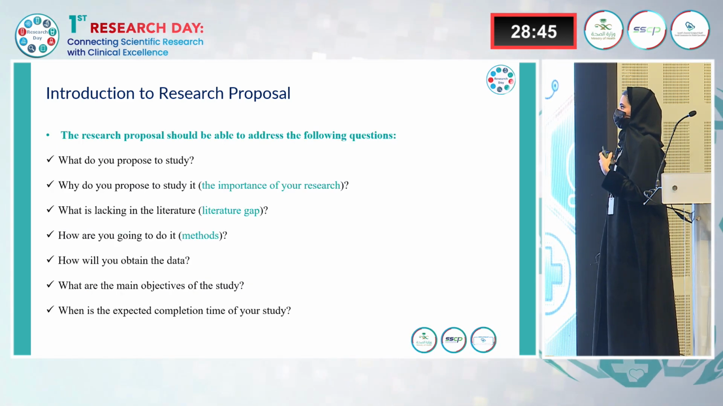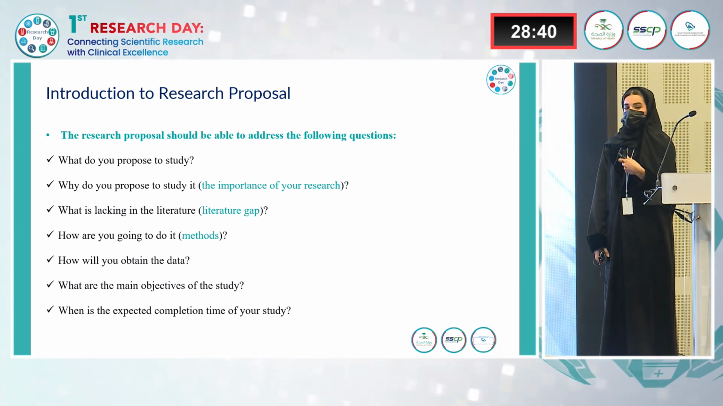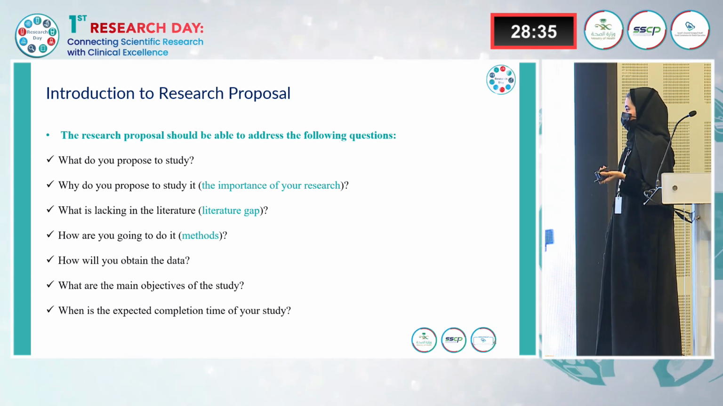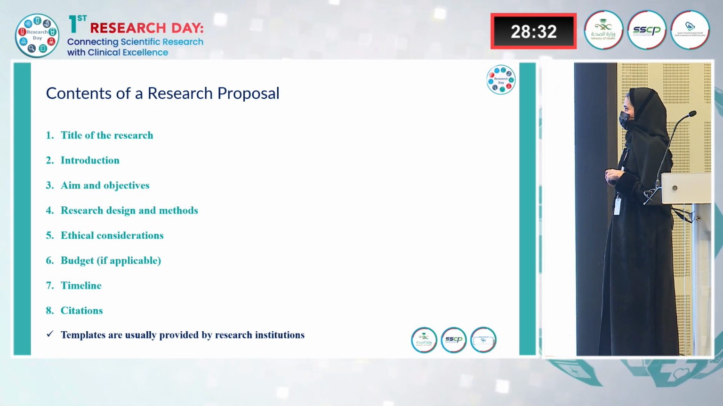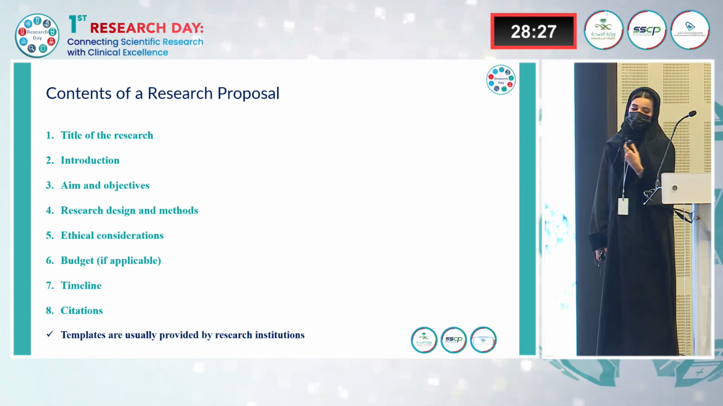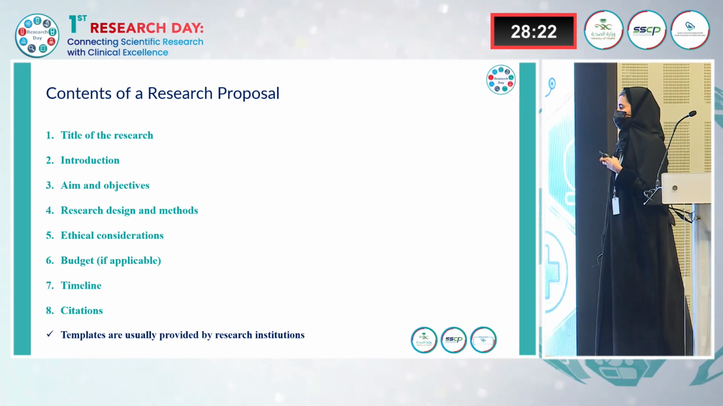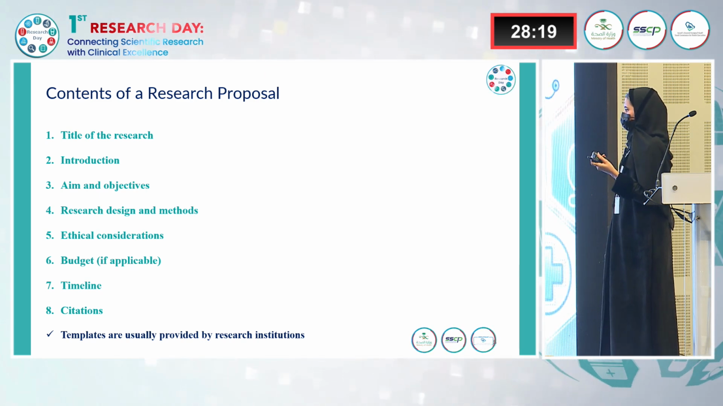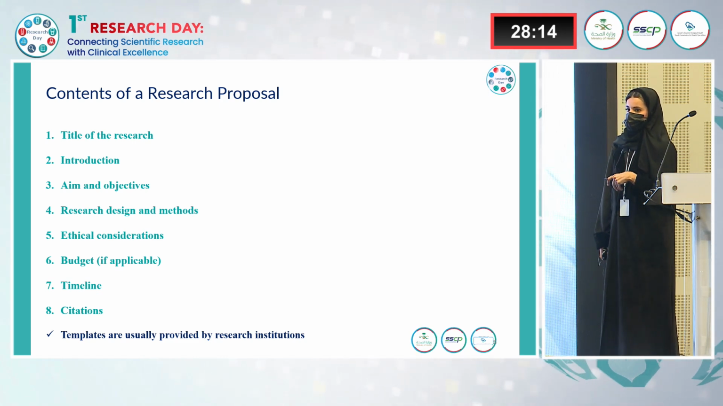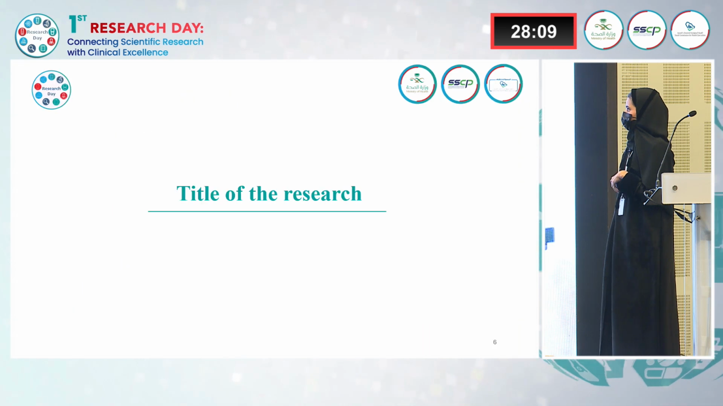So the research proposal should be able to address these questions. What do you propose to study? What's the research gap that you hope to fill? What's the methodology that you will use? How will you obtain your data? And what are the main objectives of the proposed study? And those are the components of the proposal, including the title of the research, the introduction, aim and objectives, research design and method, which we'll be talking about in detail, ethical consideration, budget, timeline, and citation. Most research entities provide a template that you should follow or fill in your proposal in.